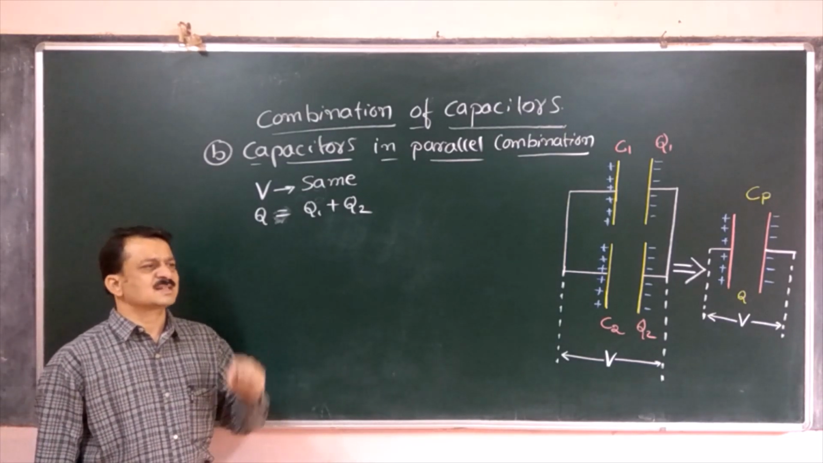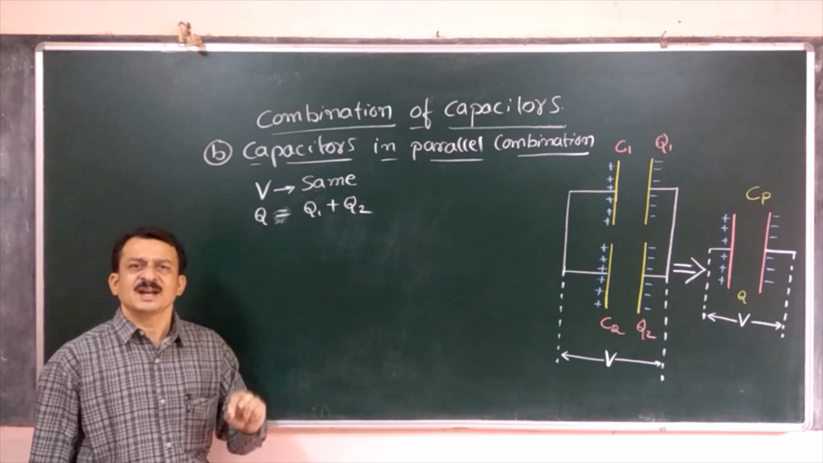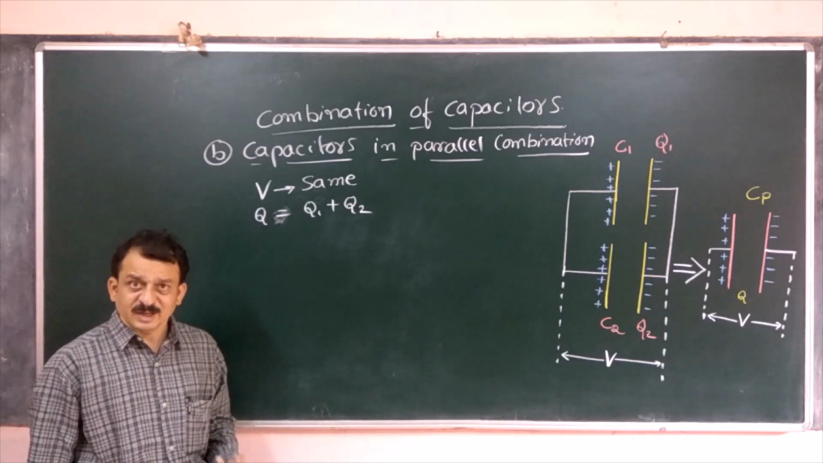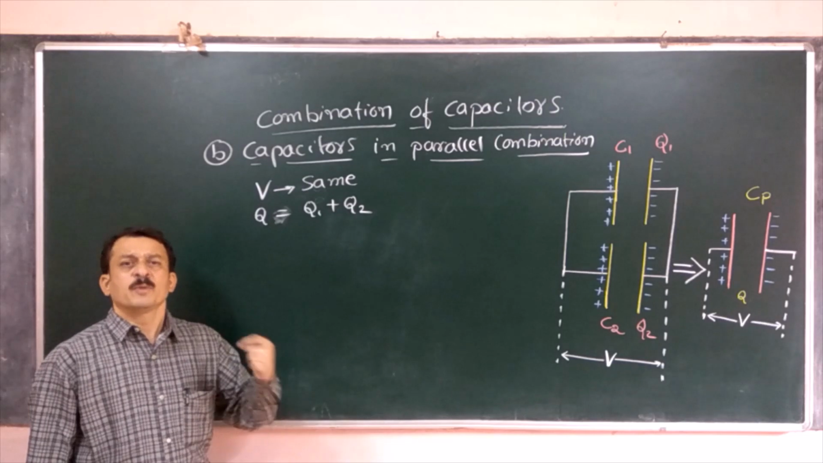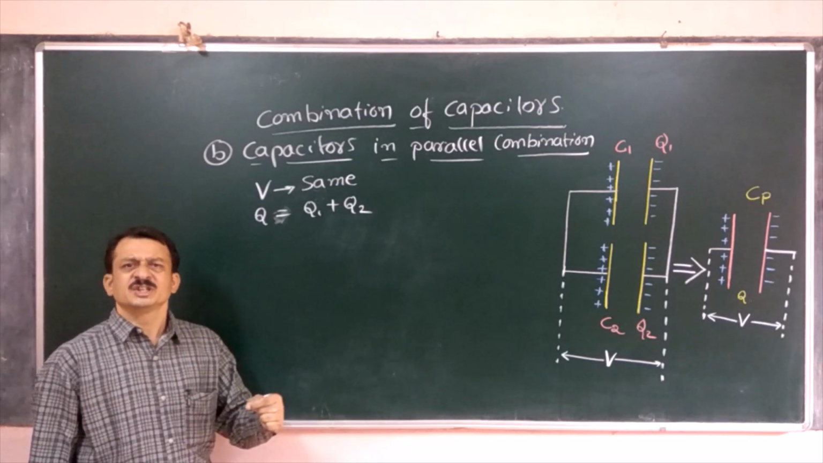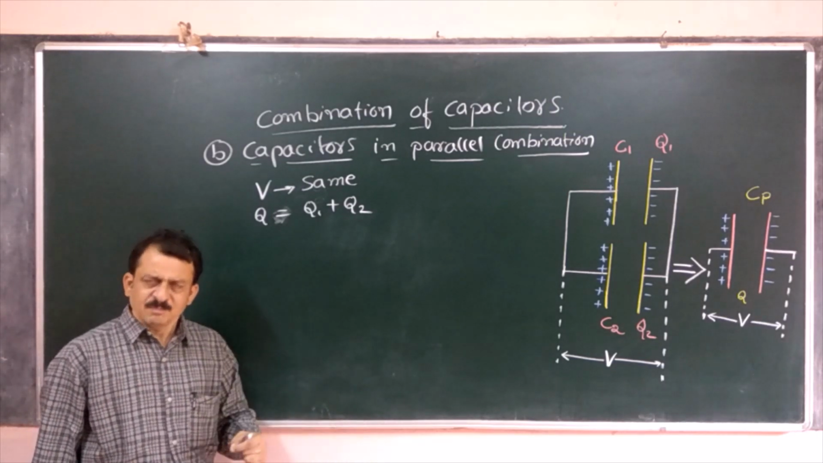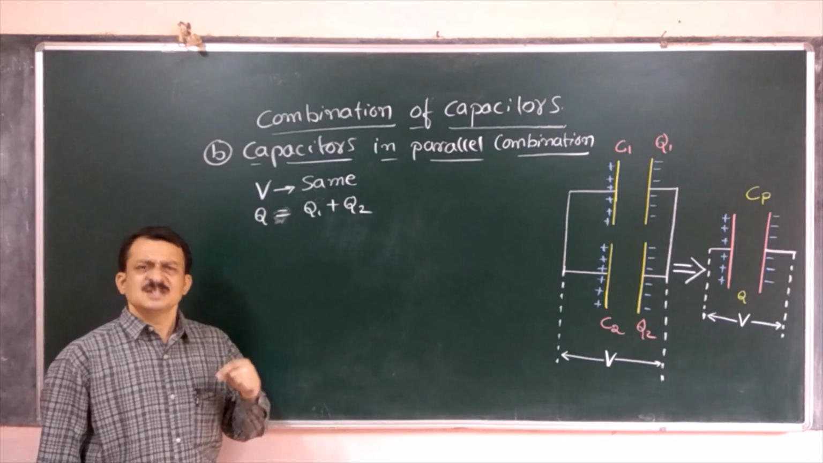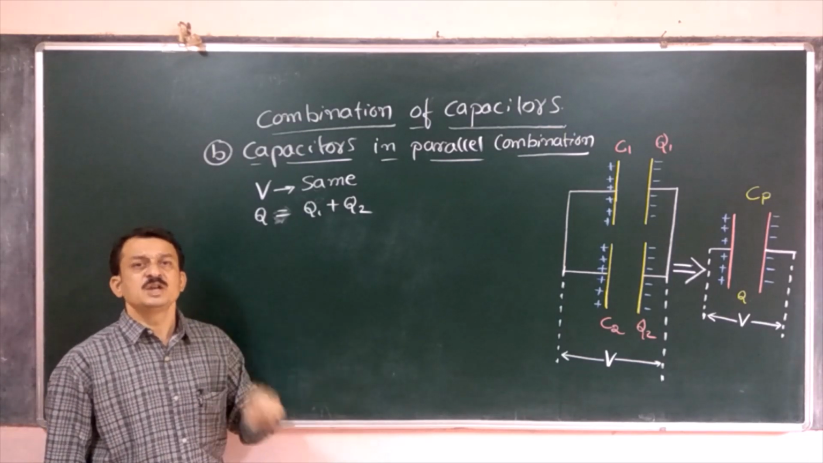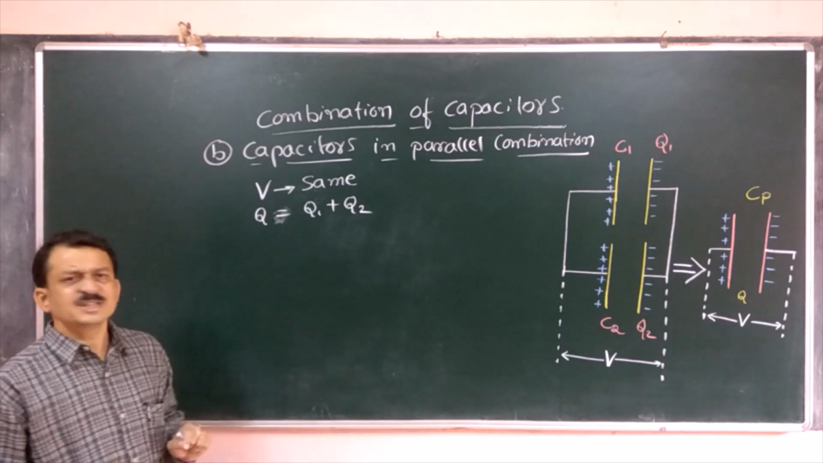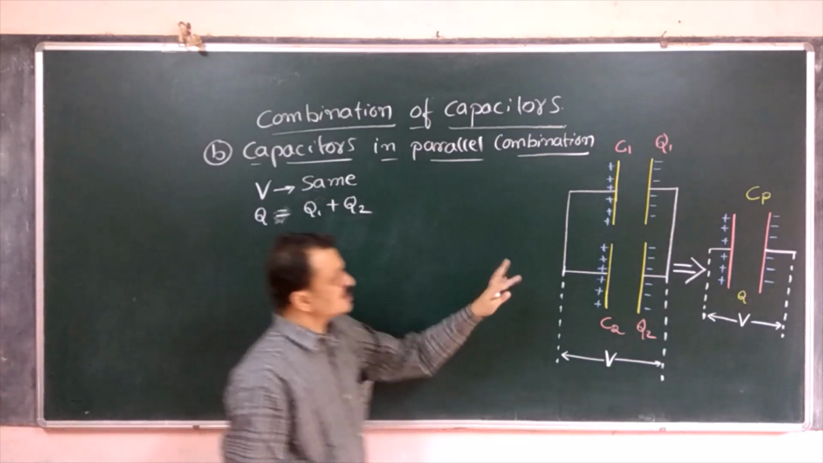Two capacitors are said to be in parallel if they are connected between two common terminals such that the potential across each capacitor is the same. The total charge is equal to the sum of the individual charges on each capacitor. Now look at the diagram here.